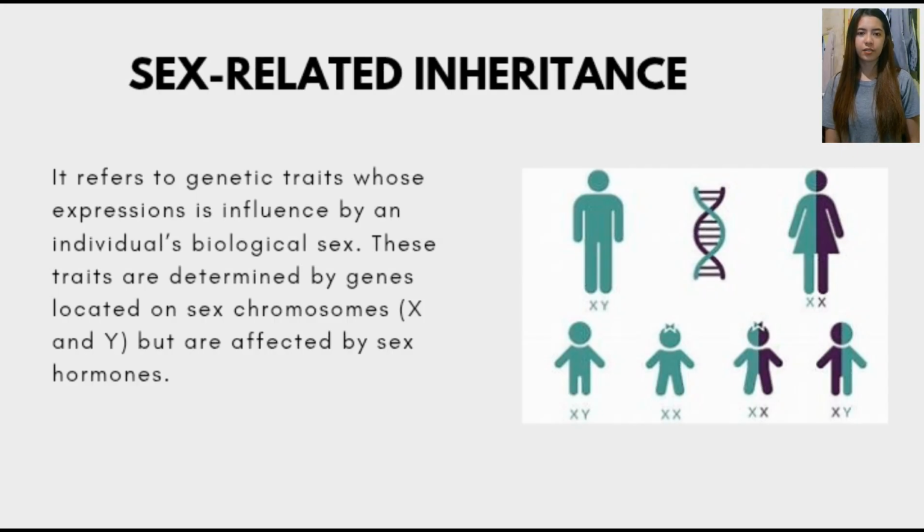Now let's talk about sex-related inheritance. Sex-related inheritance refers to genetic traits whose expression is influenced by an individual's biological sex. These traits are determined by genes located on sex chromosomes, the X and Y, but are affected by sex hormones. It refers to the transmission of genetic traits linked to sex chromosomes, the X and the Y. In humans, as we all know, females have two X chromosomes, while males have one X and one Y chromosome.